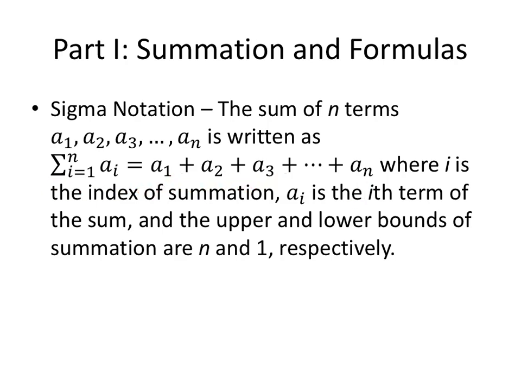i is the index of summation. a sub i is the ith term of the sum. The upper and lower bounds of the summation are n and 1 respectively. So instead of writing down all of these, add, we use the summation notation.